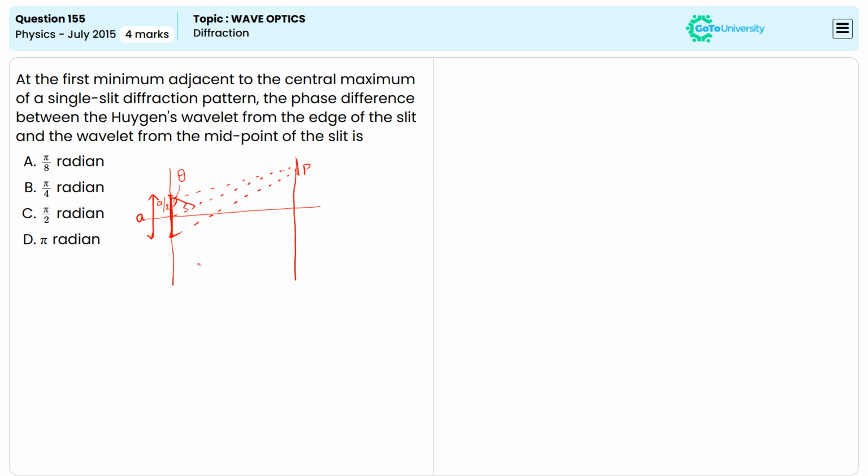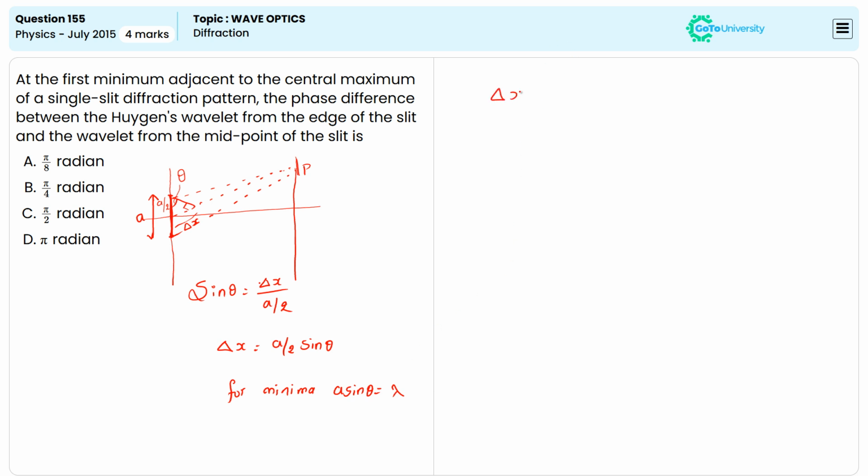Okay. Then with this data, we can write sine theta is equal to, this distance, that is the base, this distance is equal to delta x here. Then sine theta is equal to delta x divided by a by 2. Then delta x is equal to a by 2 sine theta. Then we can write for minima, a sine theta is equal to lambda.